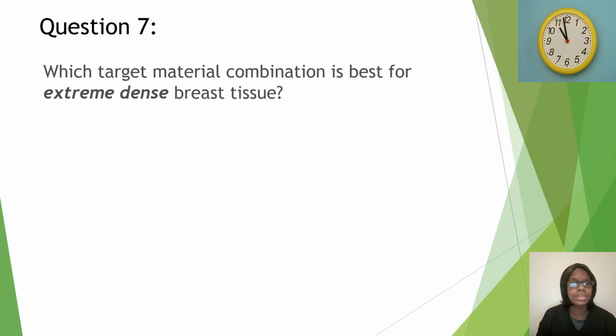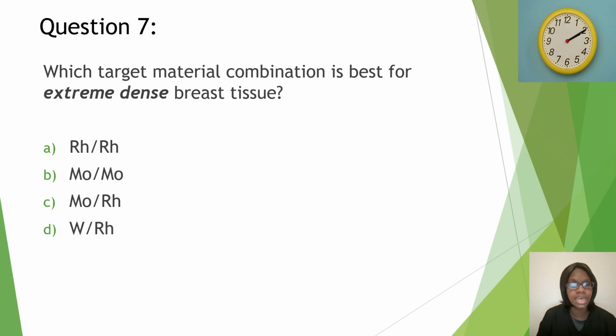Question 7. Which target material combination is best for extreme dense breast tissue? A, RH/RH, which is rhodium. B, MO/MO, molybdenum. C, MO/RH, molybdenum/rhodium. D, W/RH, which is tungsten/rhodium.